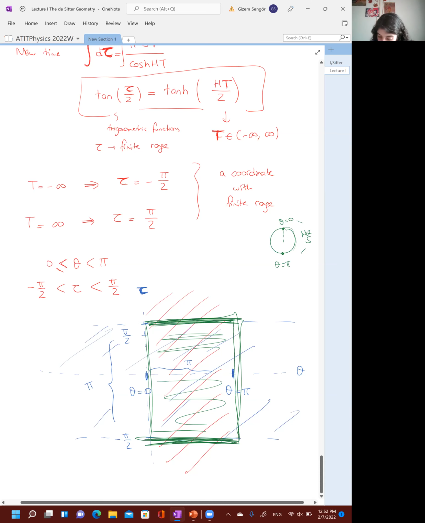So in these coordinates, this I will denote by chi plus, and this I will denote by chi minus. But this is called the late time boundary. And this is called the early time boundary. So these are physical boundaries. And now we're out of space.